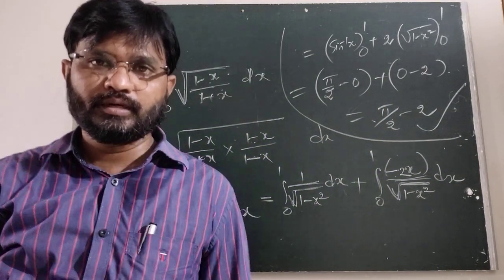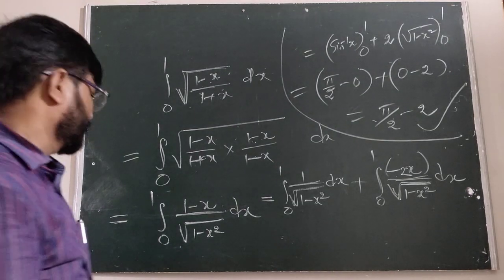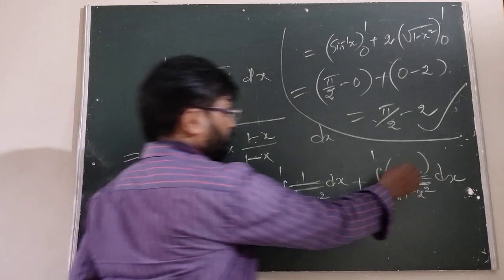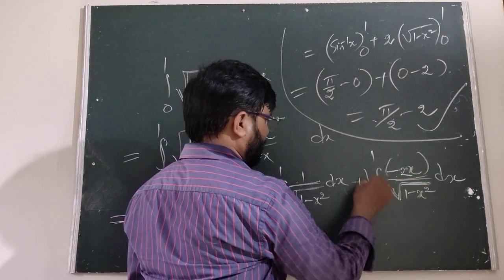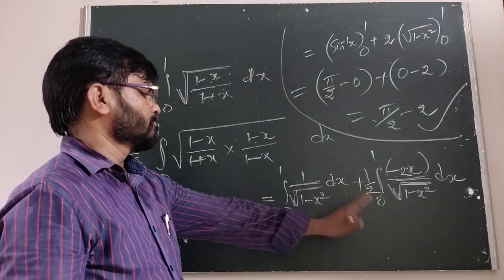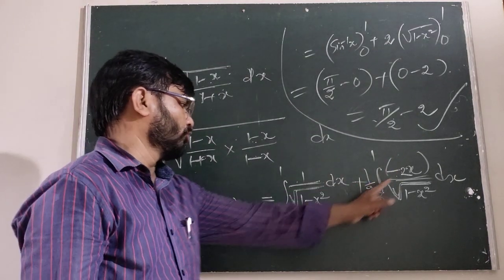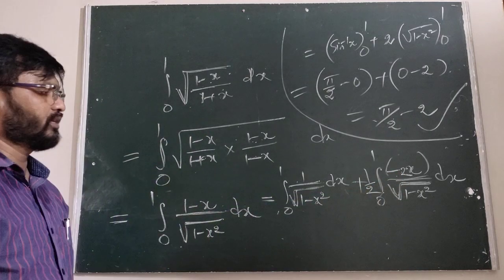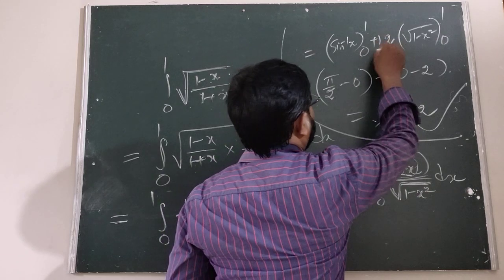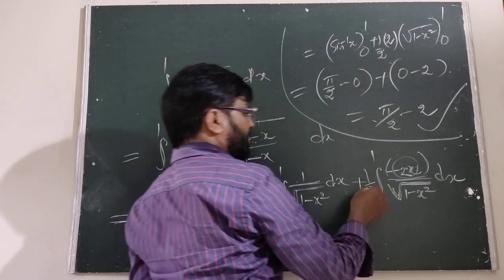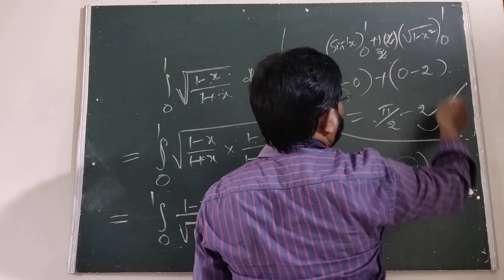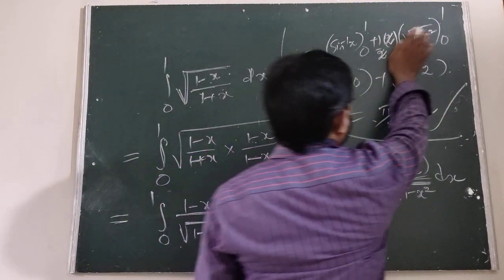Is it clear? There is a small mistake. Here, after splitting, we take 1 by this one minus x by this one. The derivative of x square is minus 2x. We are taking into 2 by 2, so the 2s cancel and we get minus x. We know that f dash of x by root f of x is 2 root of f of x. This is cancelled. Therefore, we got here.